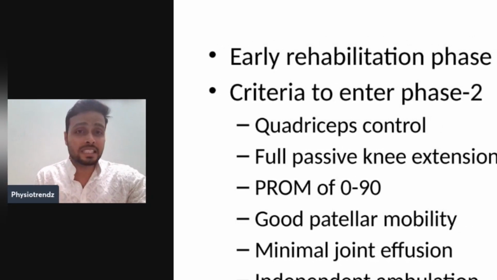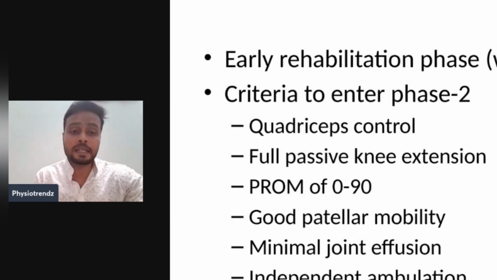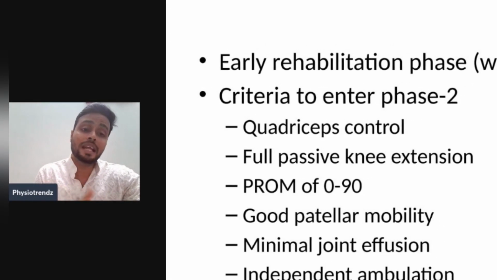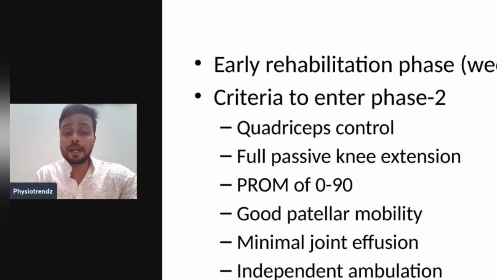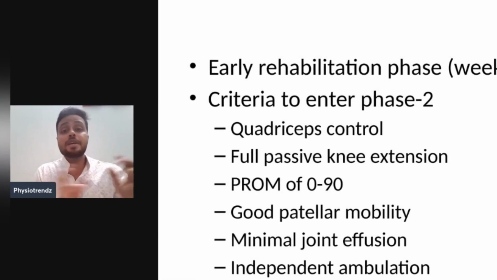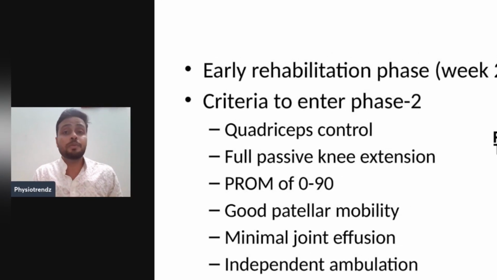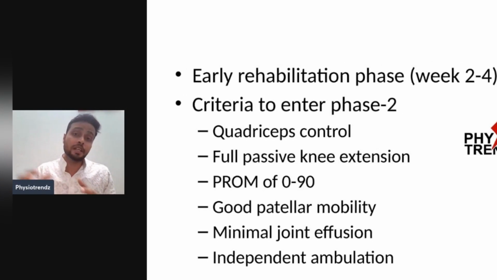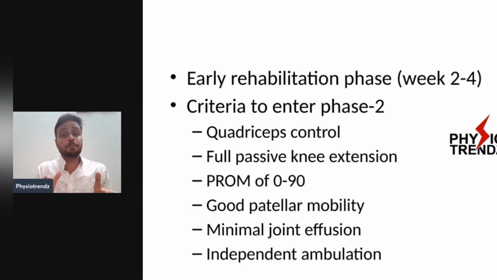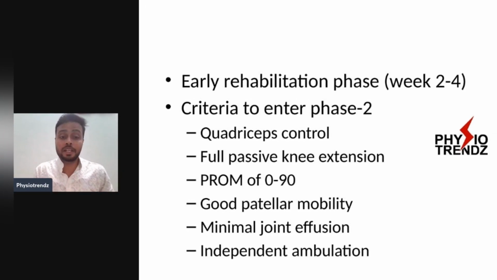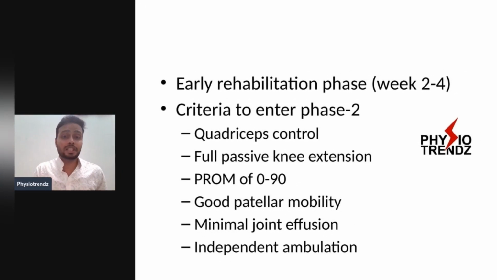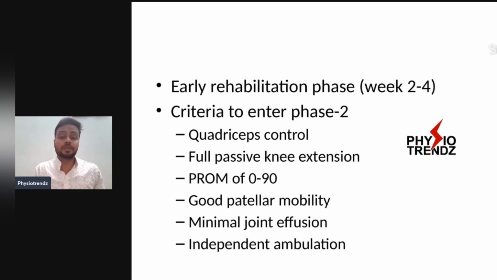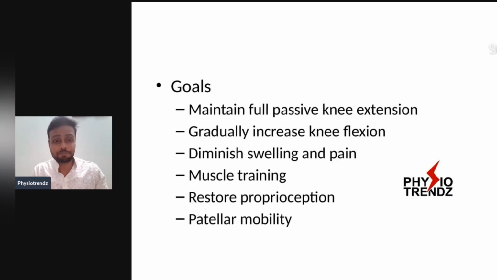Full passive knee extension should be achieved completely. Passive range of motion of 0 to 90 degrees should be there. Good patellar mobility is required. That is why we have already started the patellar mobilization in phase 1. Minimal joint effusion, which has to be reduced because now it is post-op second week. Independent ambulation using brace and assistive device should be present.